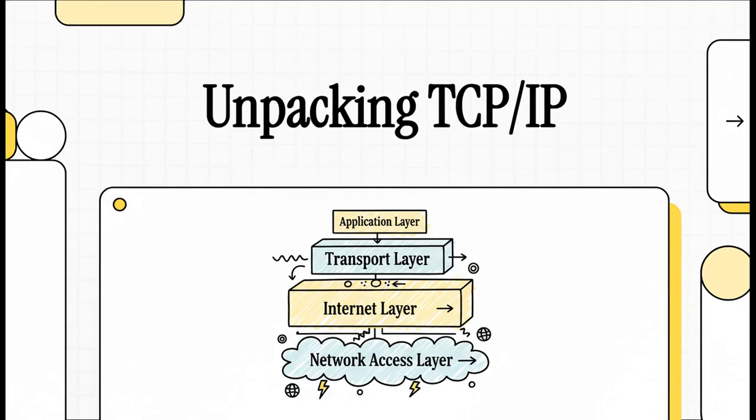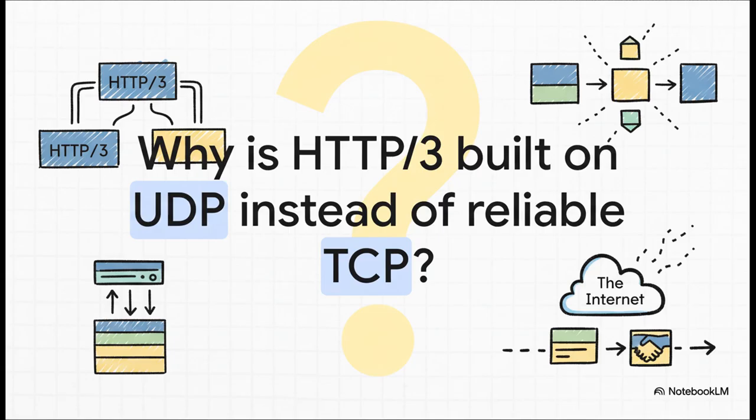It is literally the engine of the internet. But for a lot of us, it's still a complete black box. So, to get us started, let me throw a puzzle at you. We all know TCP is the gold standard for reliability, right? It's the protocol that makes sure every single bit of a web page gets to you perfectly. So, why is HTTP 3, the future of the web, being built on its kind of reckless, unreliable cousin, UDP? What's the deal with that?